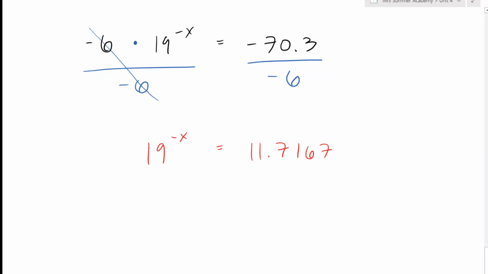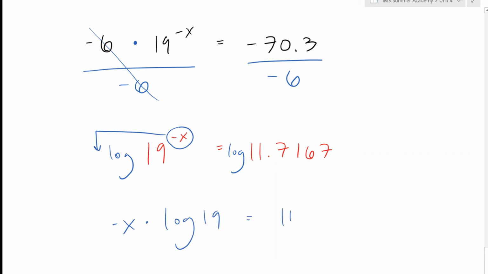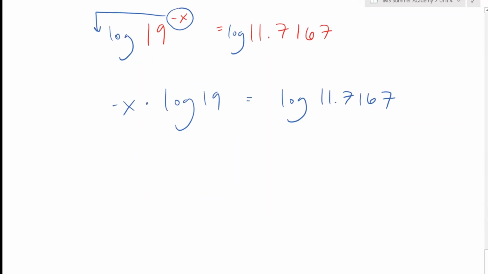Alright, now that the x is here, we need to move it forward. We do that by logging this side and logging that side. So it's negative x times log of 19 equals log 11.7167. Okay, so we've got to multiply. We're going to divide this log term over.